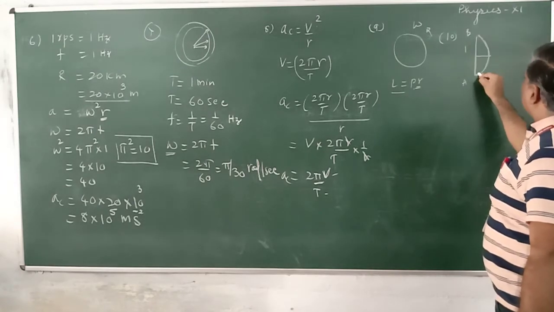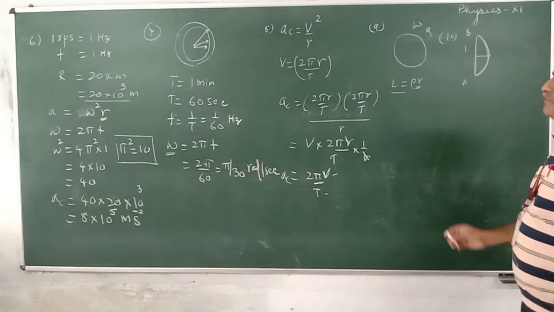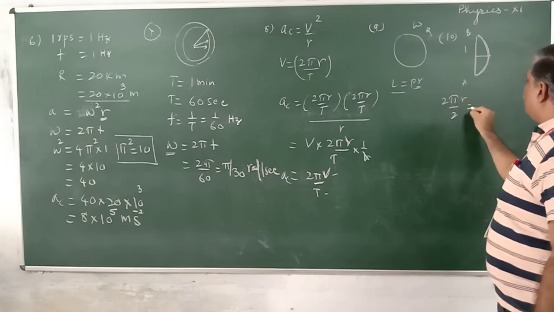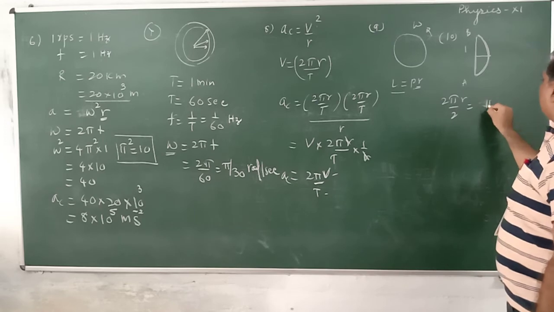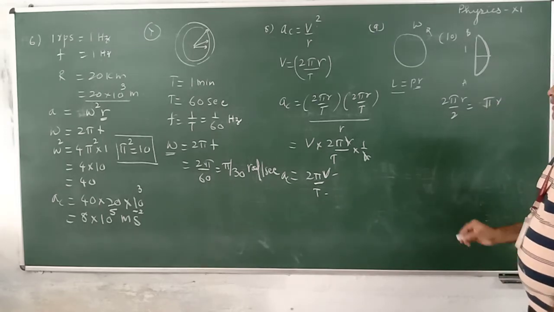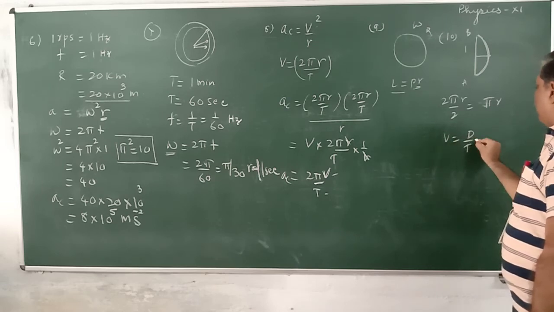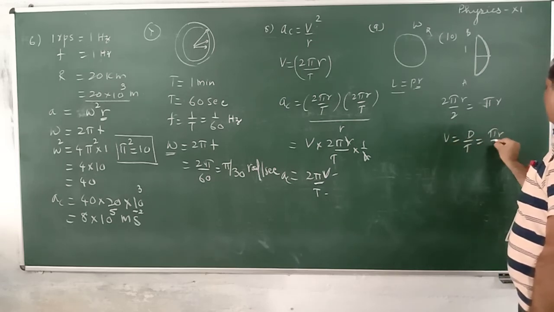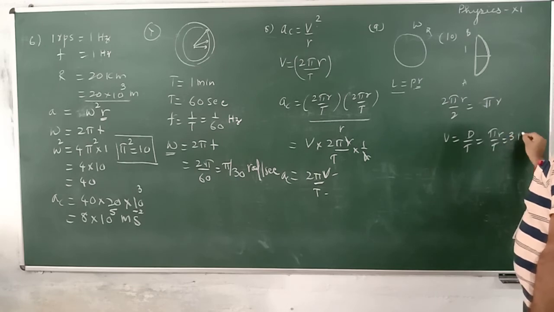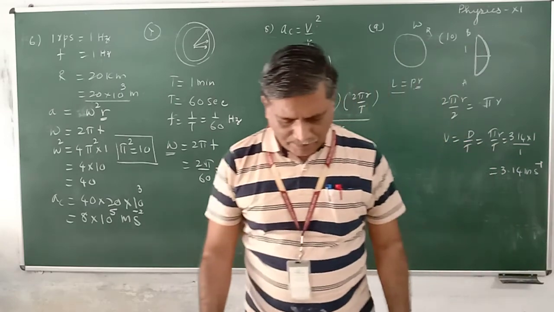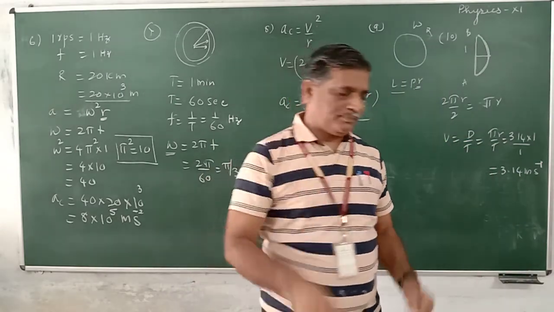This distance is equal to half the circumference. It is 2 pi r by 2, which becomes pi r. Velocity is equal to distance by time, so pi r by time, which is 3.14, since r is given as 1 and time is also 1. So velocity is equal to 3.14 meter per second.